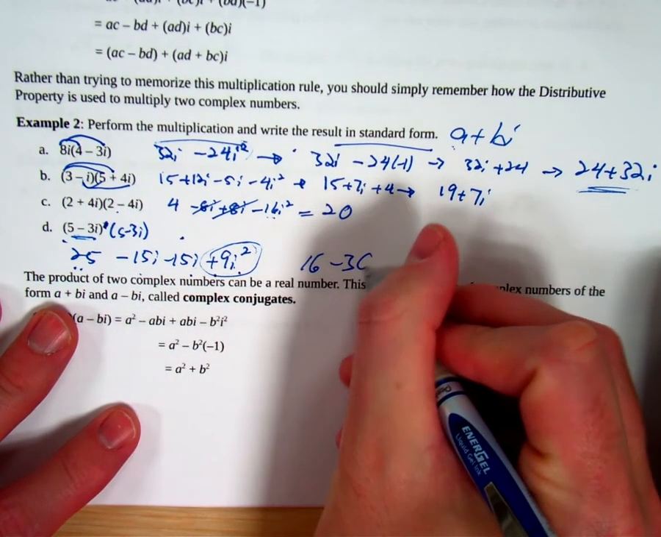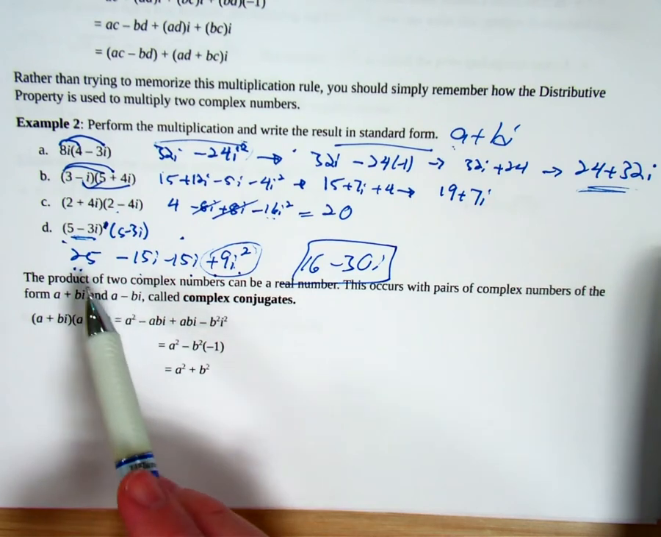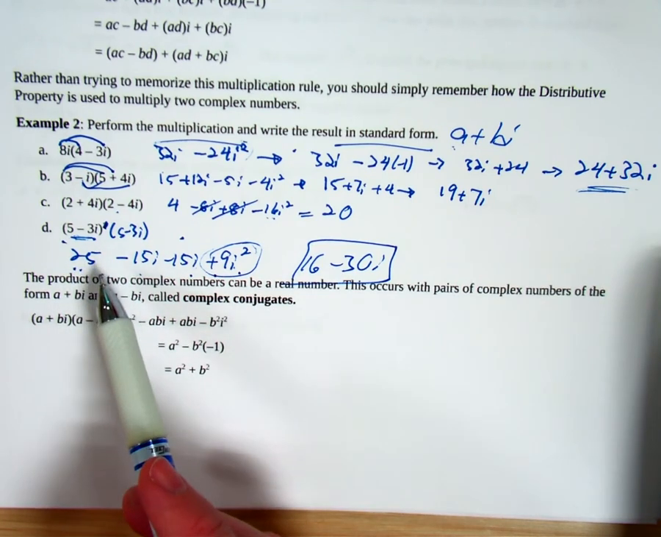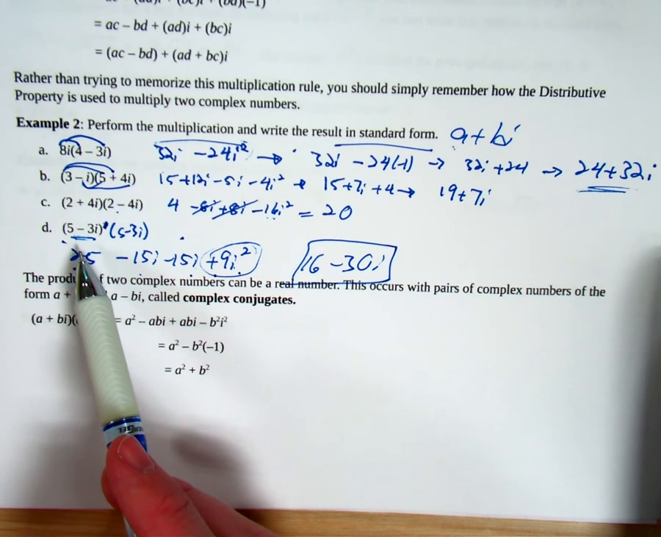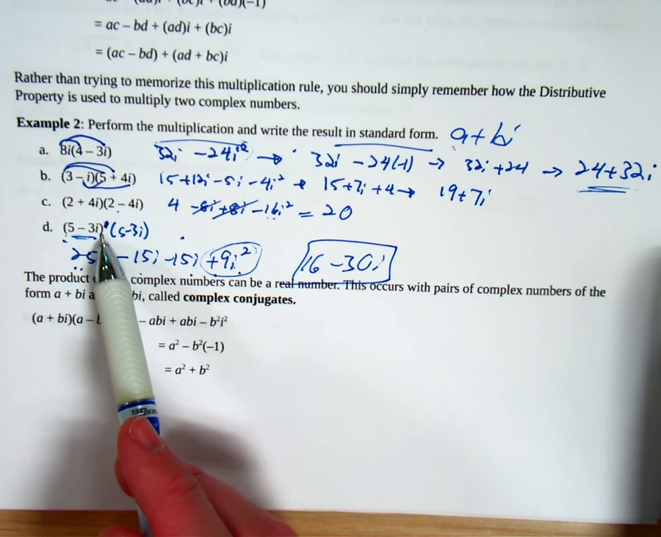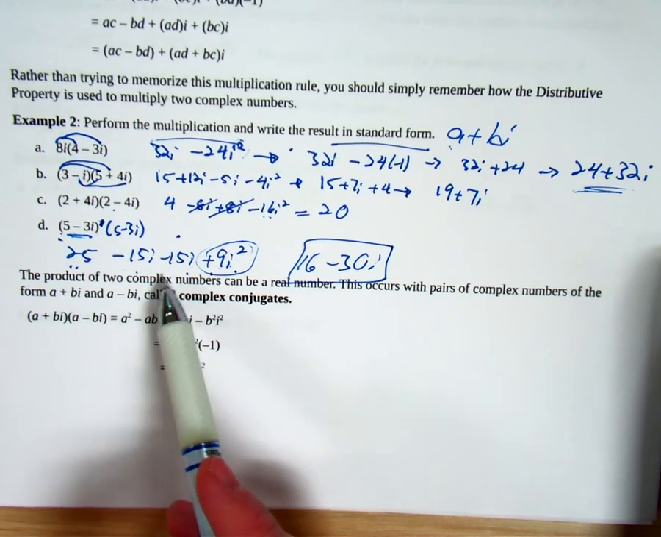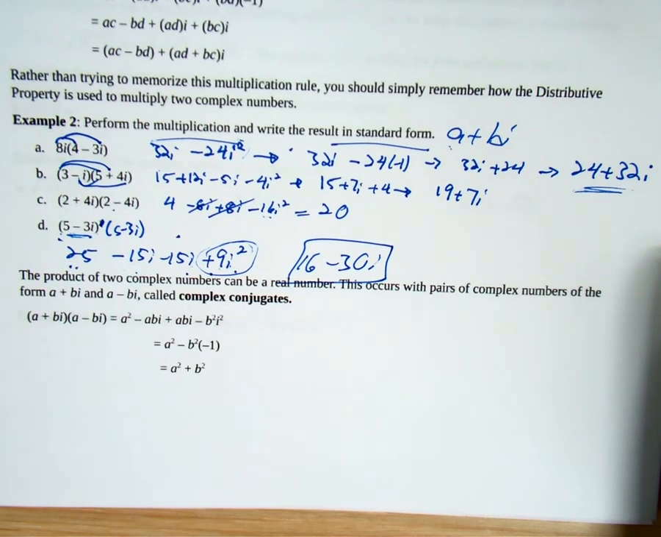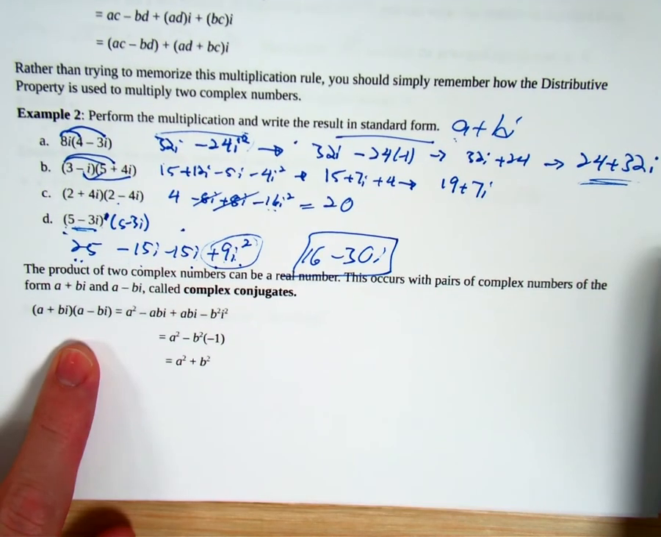Minus 30i. So the final answer is a little bit different from what we're used to with our binomial squaring shortcut of square the first, square the second, multiply these two together and double it. But I mean, you could get it started with that at least, but just know that there's another step after it.